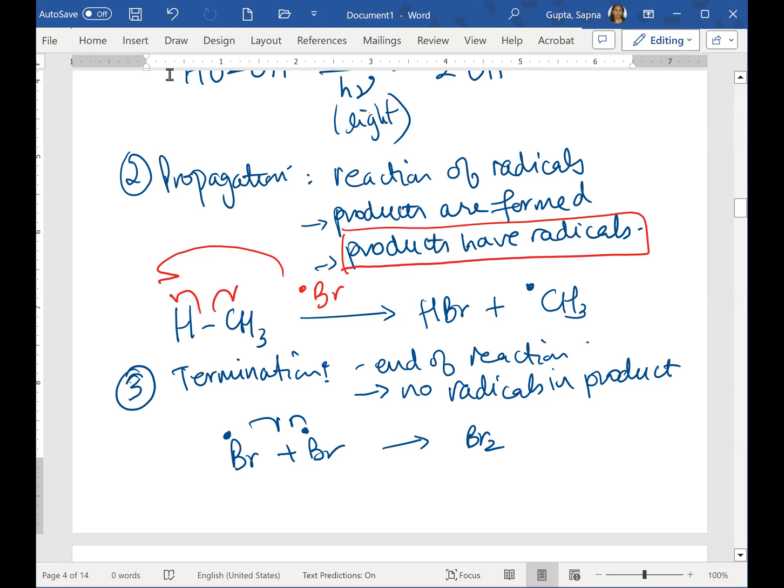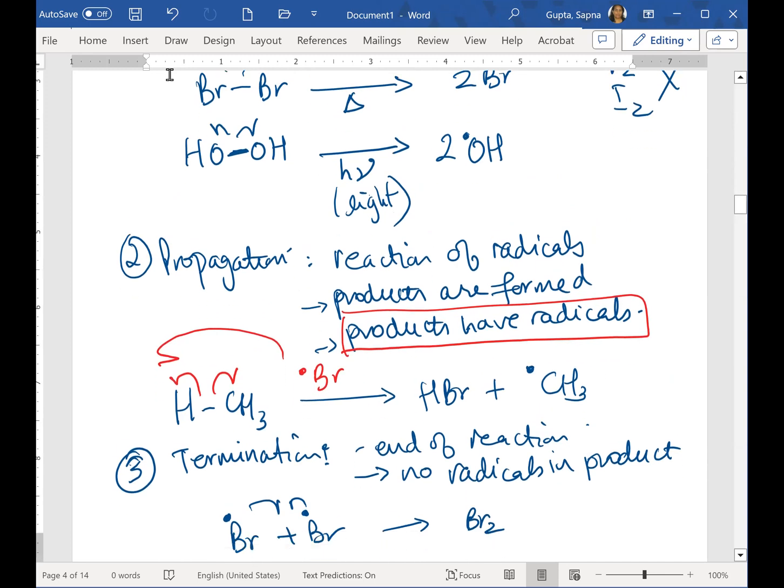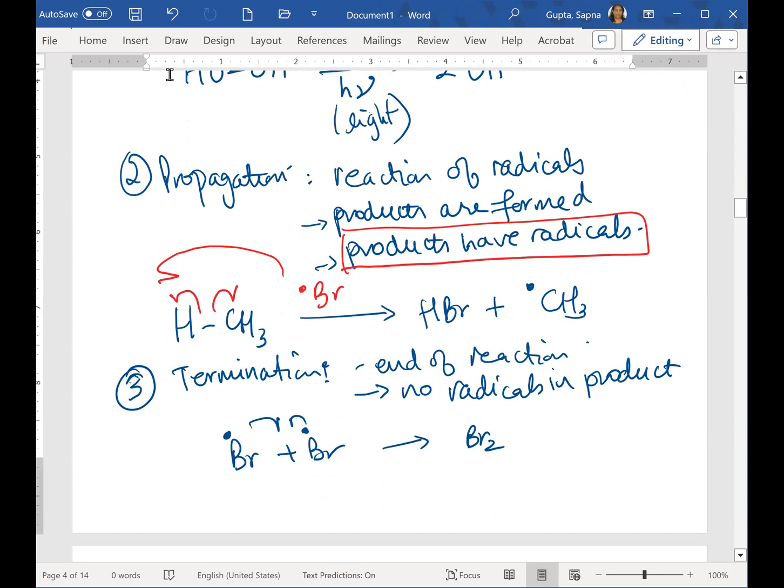In propagation, you can see they have radicals. Initiation, of course, the whole point of initiation is to make radicals. But here in termination, you do not have any radical. So you can do termination with literally anything. I can take the CH3 radical, treat that with a bromine radical, and I can get methyl bromide. So long as I don't have any radicals in the product, I can combine any two things.